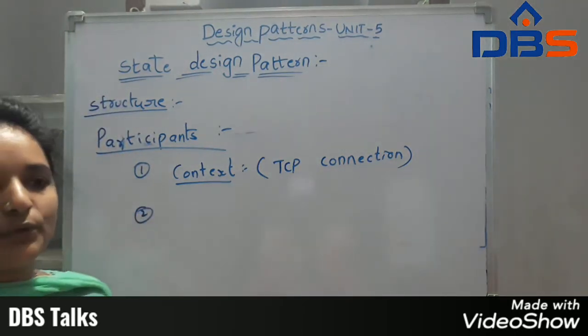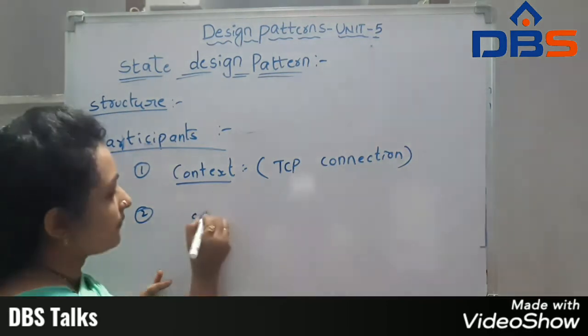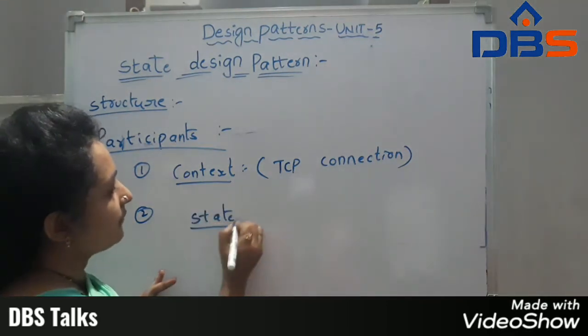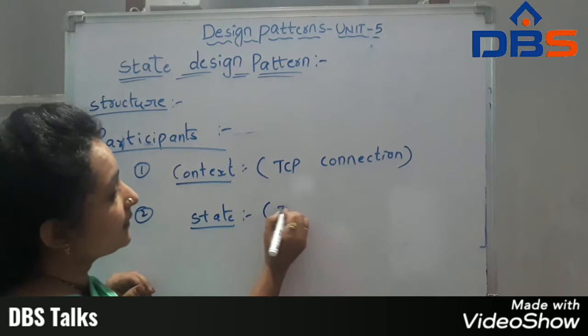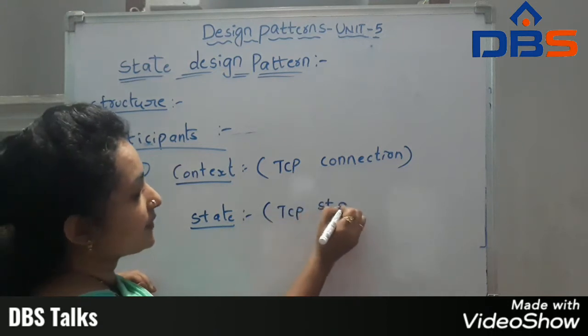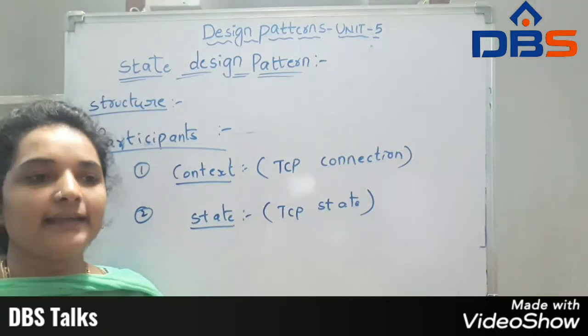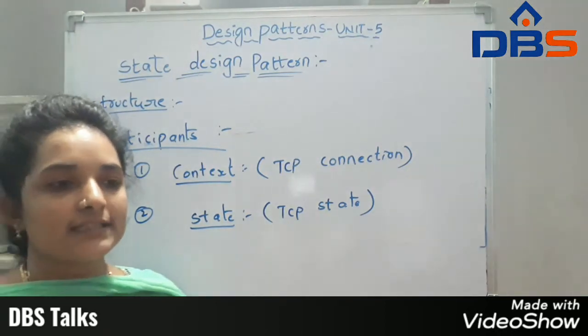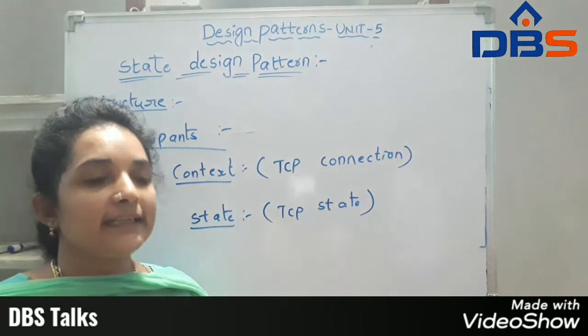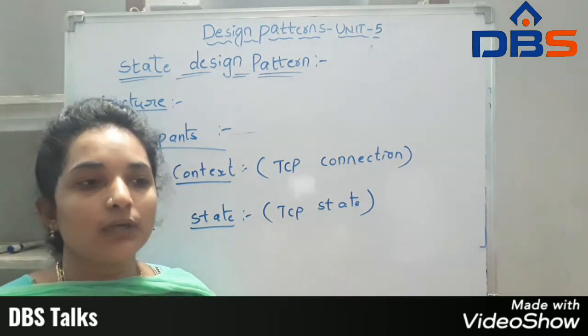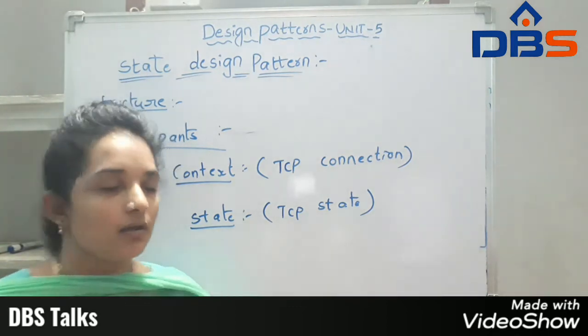Next participant is the state. Why are we using the state? State is the TCP state in the previous image. What is the use of state? It acts as an interface for encapsulating the behavior associated with a particular state of the context. That is called the state.